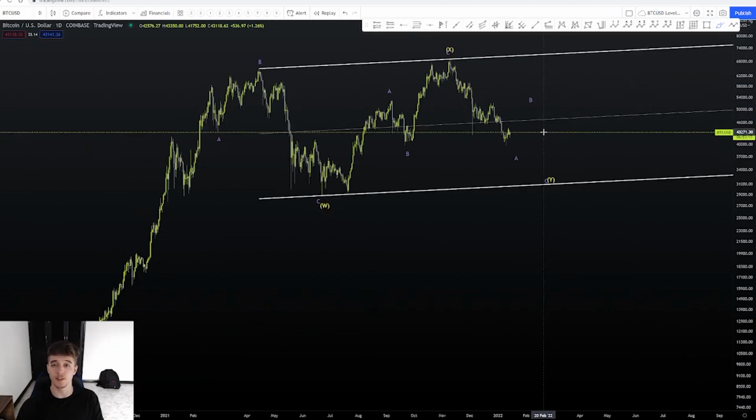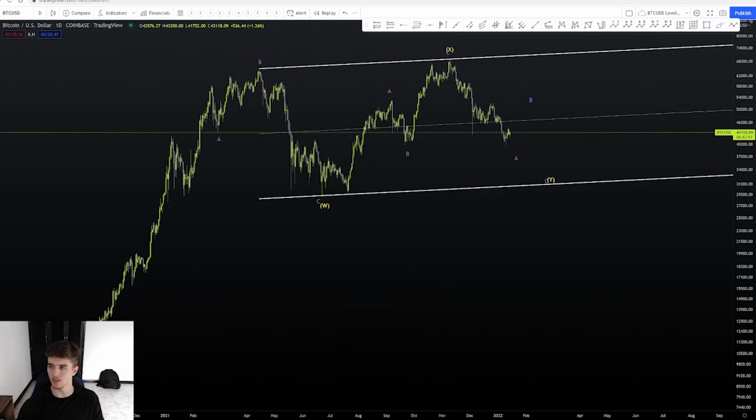Okay, so the next and final count that I want to show you guys for today would be this WXY. And this WXY would actually be very similar to this running flat count that I showed you guys earlier, because this W wave would be the same as the A wave in the running flat, and this X wave would be the same as the B wave in the running flat. So this would be an expanded flat, and this would be a zigzag for the wave X.